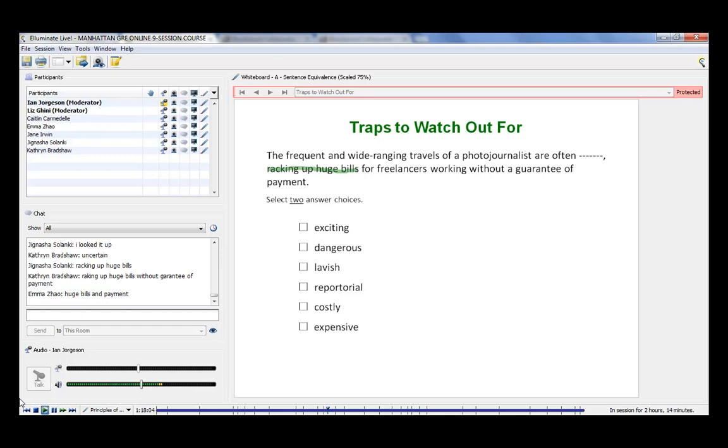Okay, huge bills, right? And without the guarantee of payment as well. Was there a pivot? Was there any pivot here? Yeah, maybe the word "often," maybe the comma, but there's not really a great pivot, because the word we're looking for probably has to do with racking up huge bills.